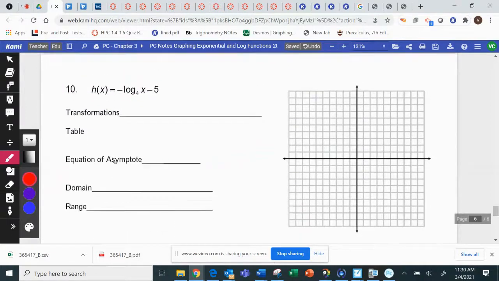Oops. All right, let's try one more together. Number 10, transformations. Transformations for number 10. Marie, can you help me with the transformations? Either of them? One of them? Two of them? It's going down 5. Okay, translate. It's going to reflect over the x-axis. That is correct.